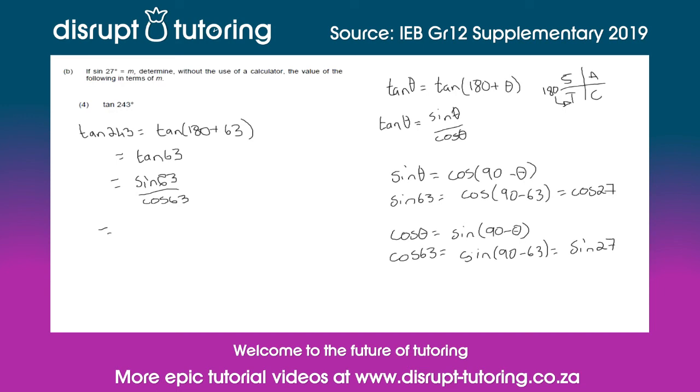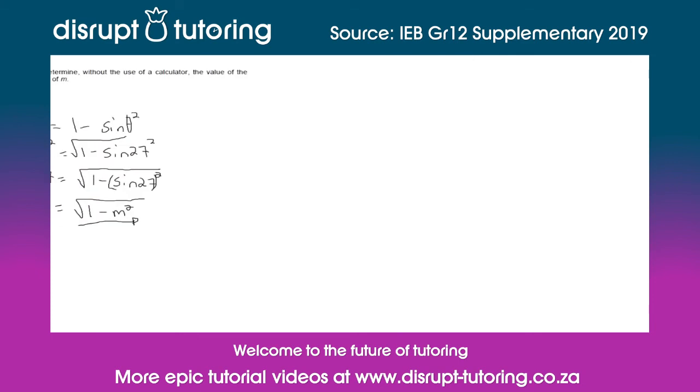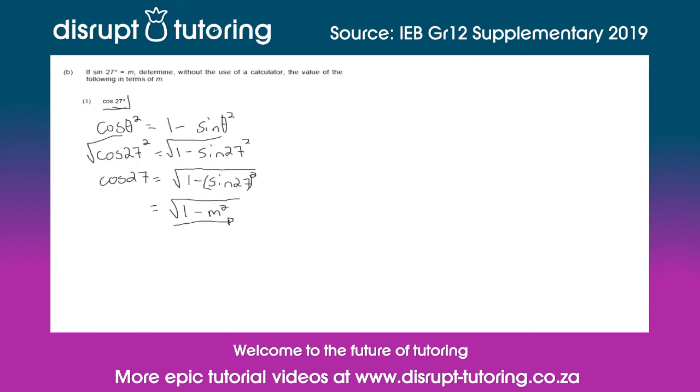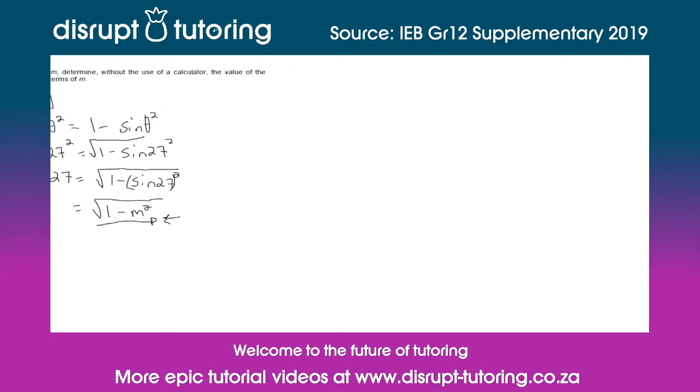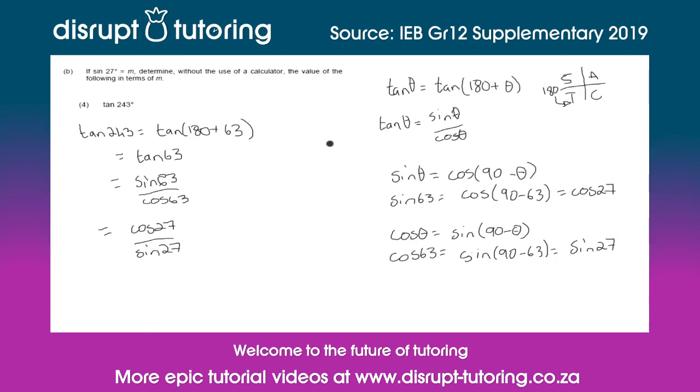So we can substitute those two values. So we know that this will then equal the cos of 27 over the sine of 27. And if we look back at our question number 1, we have that the cos of 27 equals the square root of 1 minus m squared. So we can then finally write that this will equal the square root of 1 minus m squared, over m, because of course sine 27 is m. And that's your final answer.